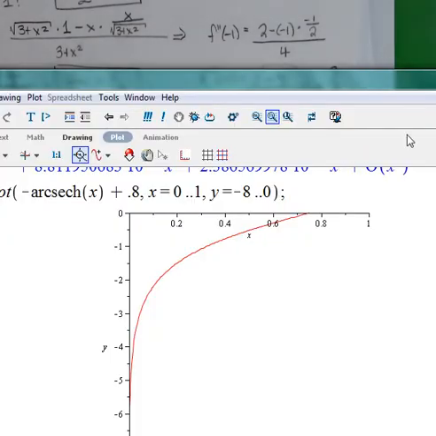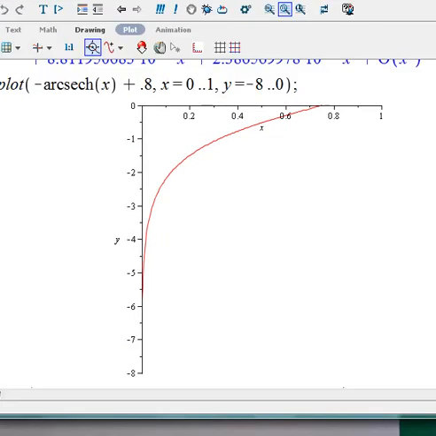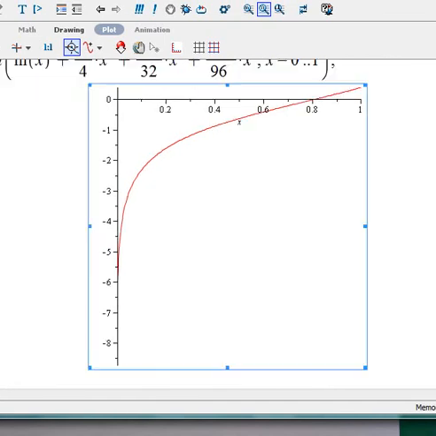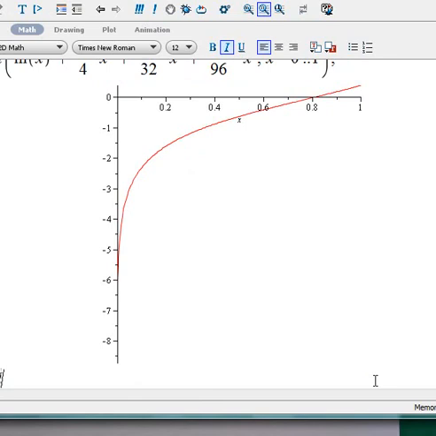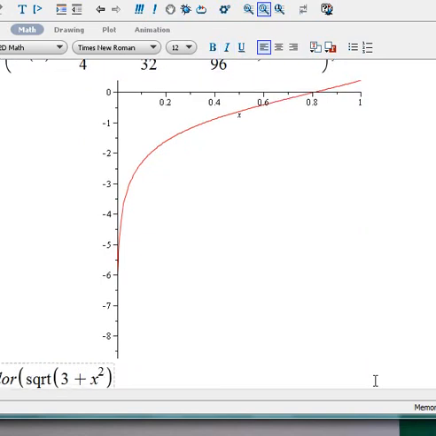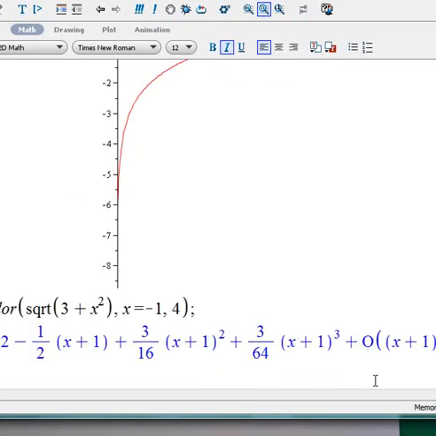We're doing the Taylor series for the square root of 3 plus x squared centered at x equals negative 1. 2 minus 1/2, nope, plus 3/16 plus 3/64. So it just worked out that way.